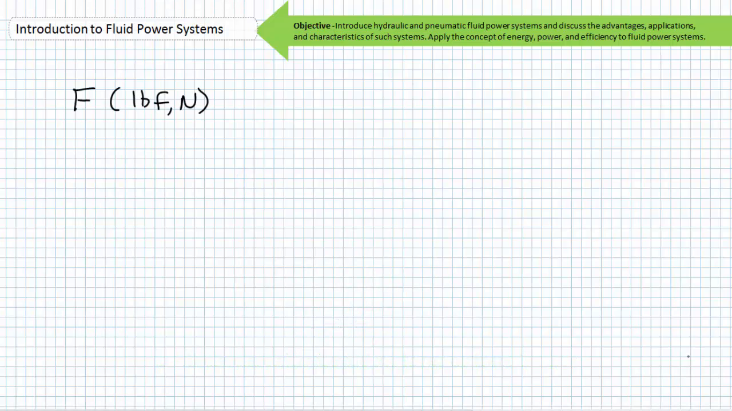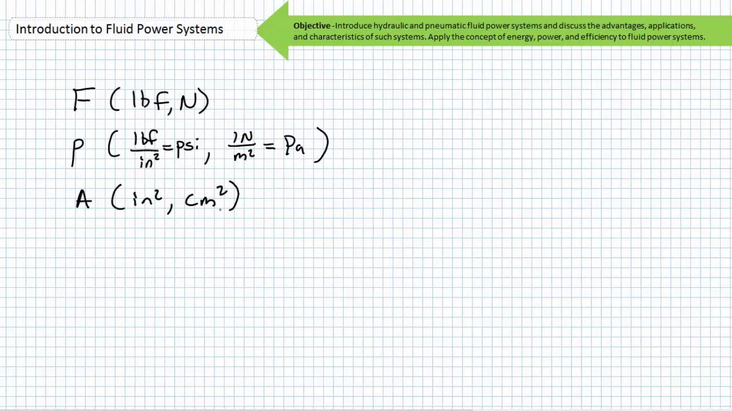We'll examine Pascal's law and force multiplication systems in greater detail in later lectures. But for the purposes of this lecture, let's quickly define force as a measurable push or pull in units of pounds force or newtons. Pressure, in contrast, is force per unit area, as in pounds force per square inch, often abbreviated PSI, or pascals, where 1 pascal is a newton of force applied over a square meter. Area is ordinarily expressed in units of square inches or square centimeters.